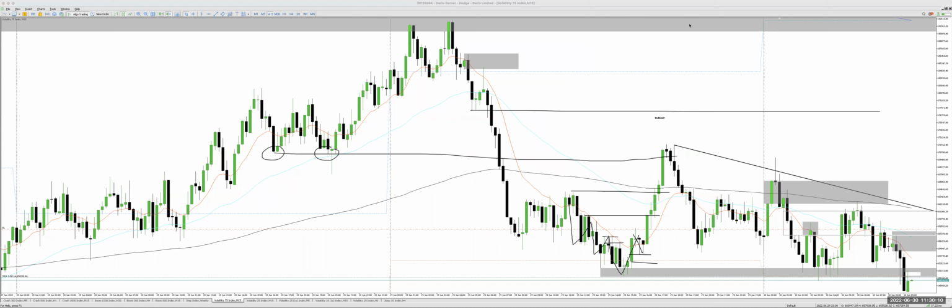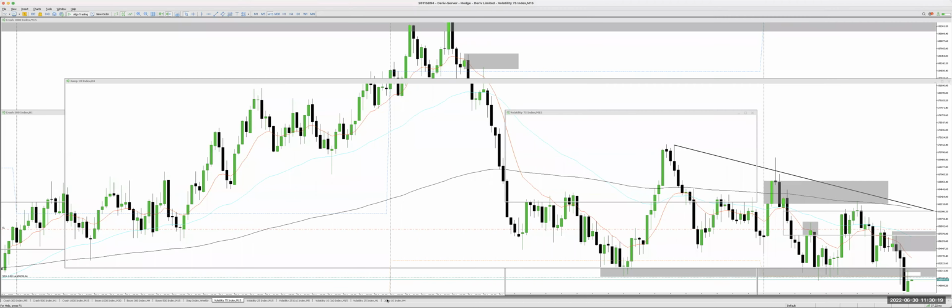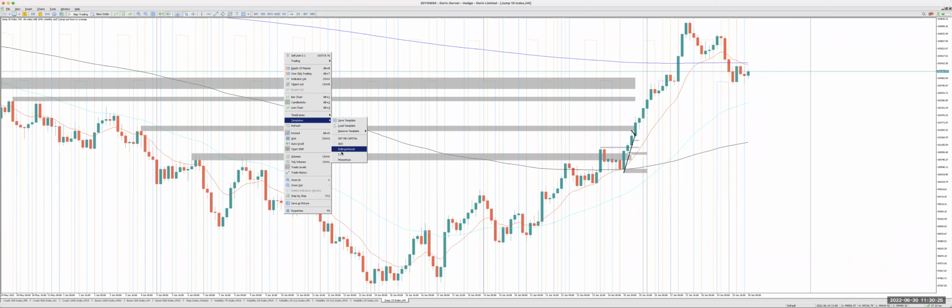So if a pattern is not clear, you don't take the trade. If a pattern is clear, you take the trade. That's basically what you have to do on all assets you trade. Let me see if we've got something on Jump.